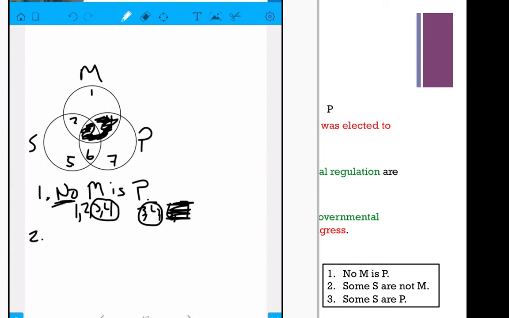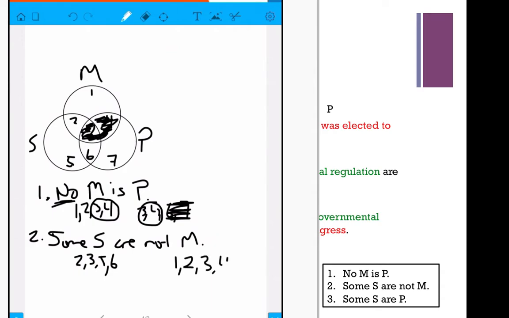Next we come to our second premise. This is a particular negative, but it's particular nonetheless. And it's saying some M, I'm sorry, that is not accurate. It is saying some S are not M. And S is 2, 3, 5, and 6, though I've scribbled over the 3, but it's still 2, 3, 5, and 6. And M is 1, 2, 3, and 4. And what we do is we identify the regions of overlap, which is going to be 2 and 3. And then we can scribble out 1 and 4, though I did that completely backwards.